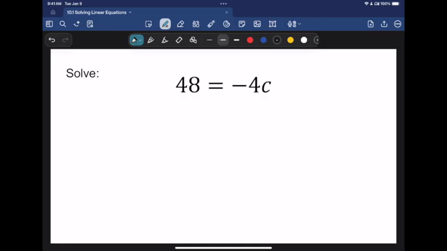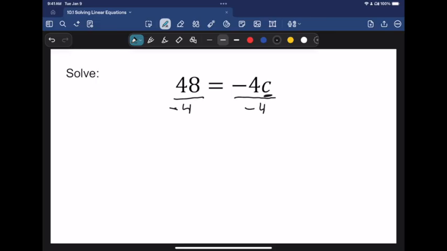48. First thing we're going to do, locate the variable. There it is right there next to the negative 4. Now let's apply opposite operations. In this case, the variable's on this side of the equal sign, which is totally fine. It doesn't matter which side of the equal sign the variable is on. So first step is we're going to apply opposite operations. So let's divide this by negative 4. Okay? And then we're going to divide this side by negative 4 as well.